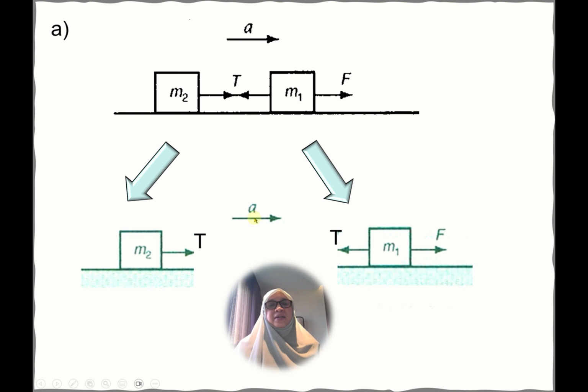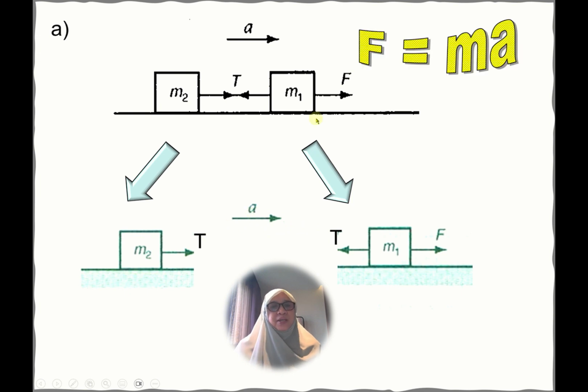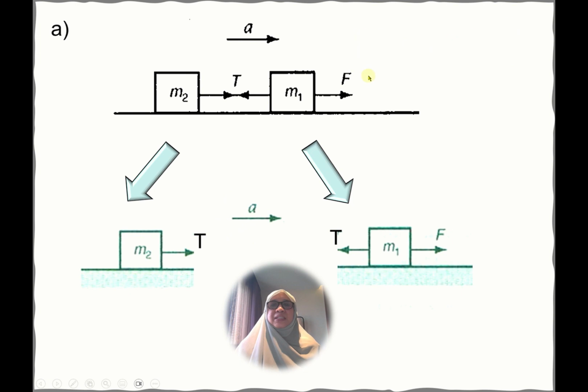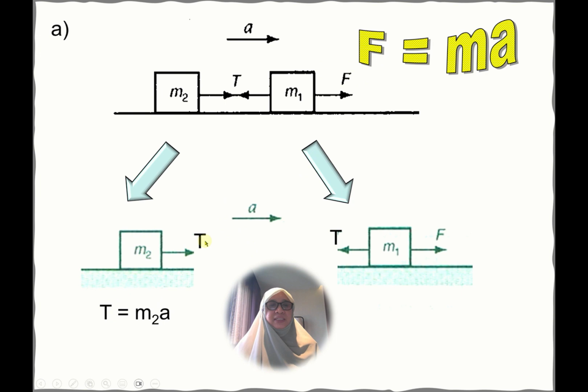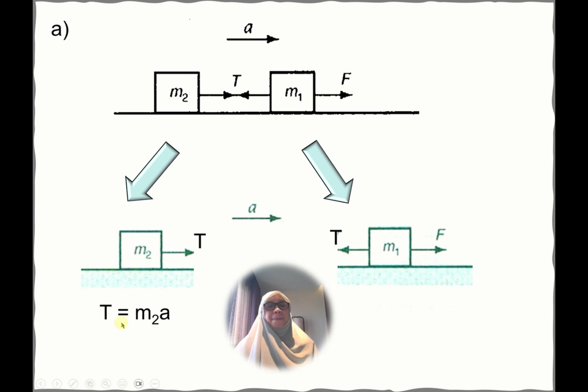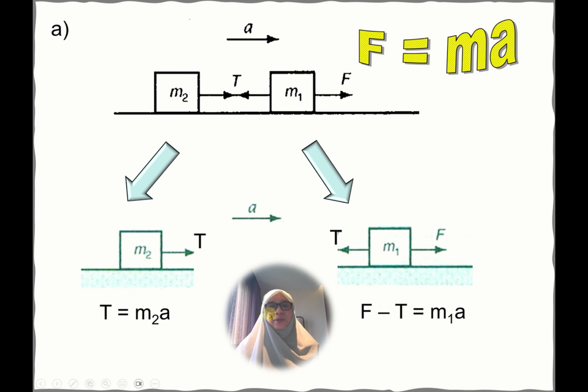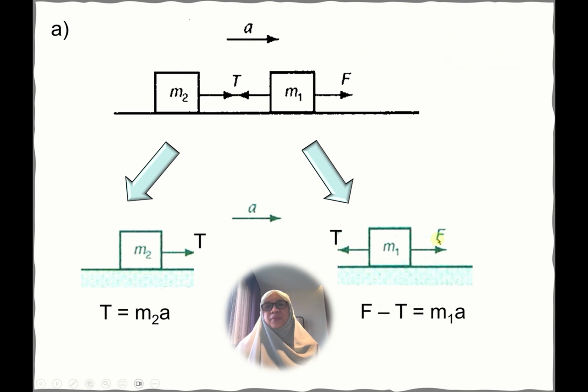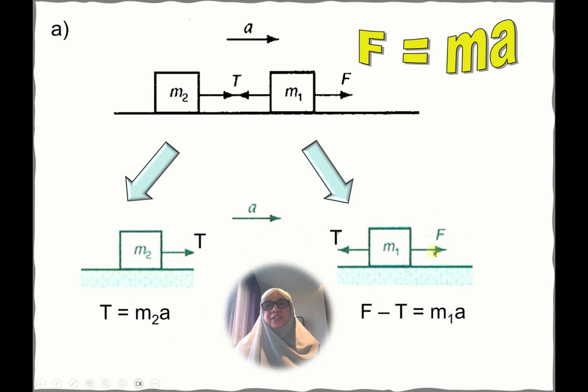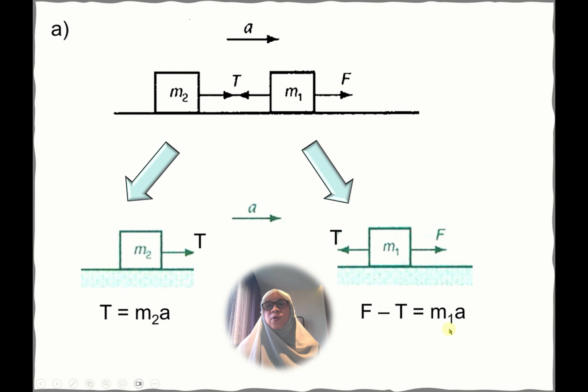Okay, so using the reference A direction, acceleration to the right, the sign for T will be positive according to the direction of A. Right? So using F equals MA, where F is the resultant force, the resultant force for this diagram is T, positive, equals M2 times A. So this is the first equation. And for the second body, F follows the A direction, so F will be positive and T will be negative. So F minus T equals M1A.